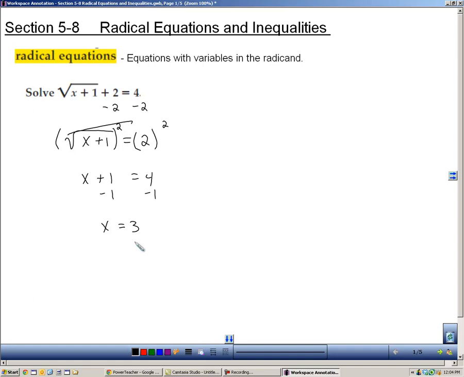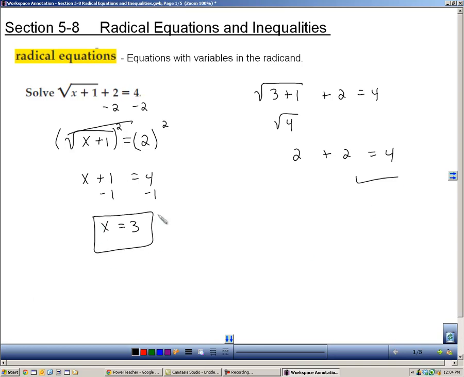Now, when dealing with radical equations, you should always check to see if your answer actually works in the original problem. So I'm going to do that. 3 goes in for x, and we'll see if it actually works. 3 plus 1 is 4. Square root of 4 is 2. So we get 2 plus 2. Does that equal 4? Yes, it does. So that checks out. X equals 3.